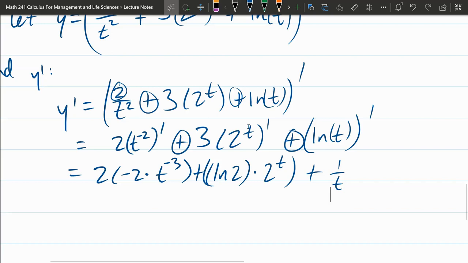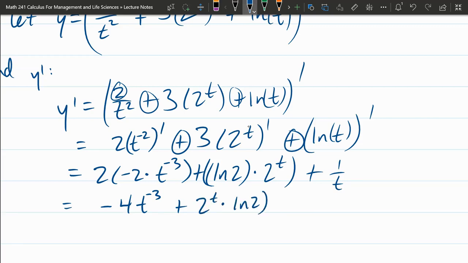You could make it look a little bit nicer, but there's not too much you can do. Negative 2 times 2 is negative 4 t to the negative 3. You could bring the 2 to the t in front, 2 to the t times ln 2, although that doesn't really matter the order, plus 1 over t.